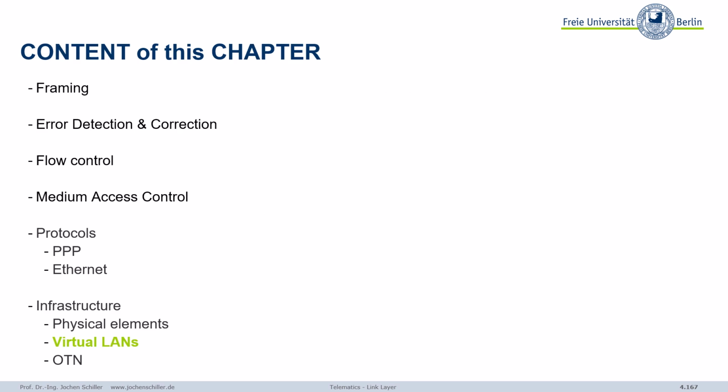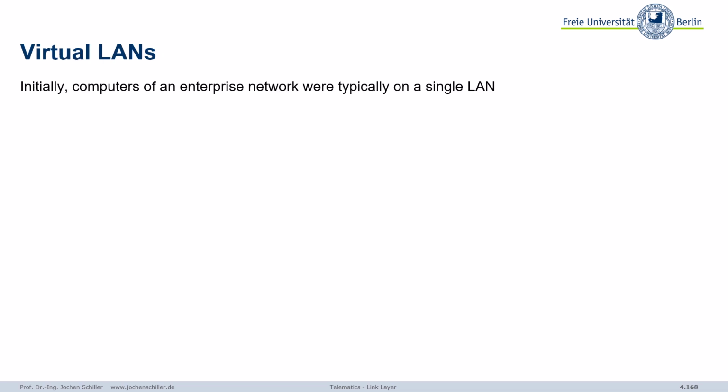Now, if we have switches, we can do a bit more. The last subsection was about physical infrastructure elements, real switches and cables, etc. But the logical structure of a department, the working groups, for example, or the purpose of the nodes connected to a network, does not always fit the physical structure. And this is a motivation for having virtual local area networks.